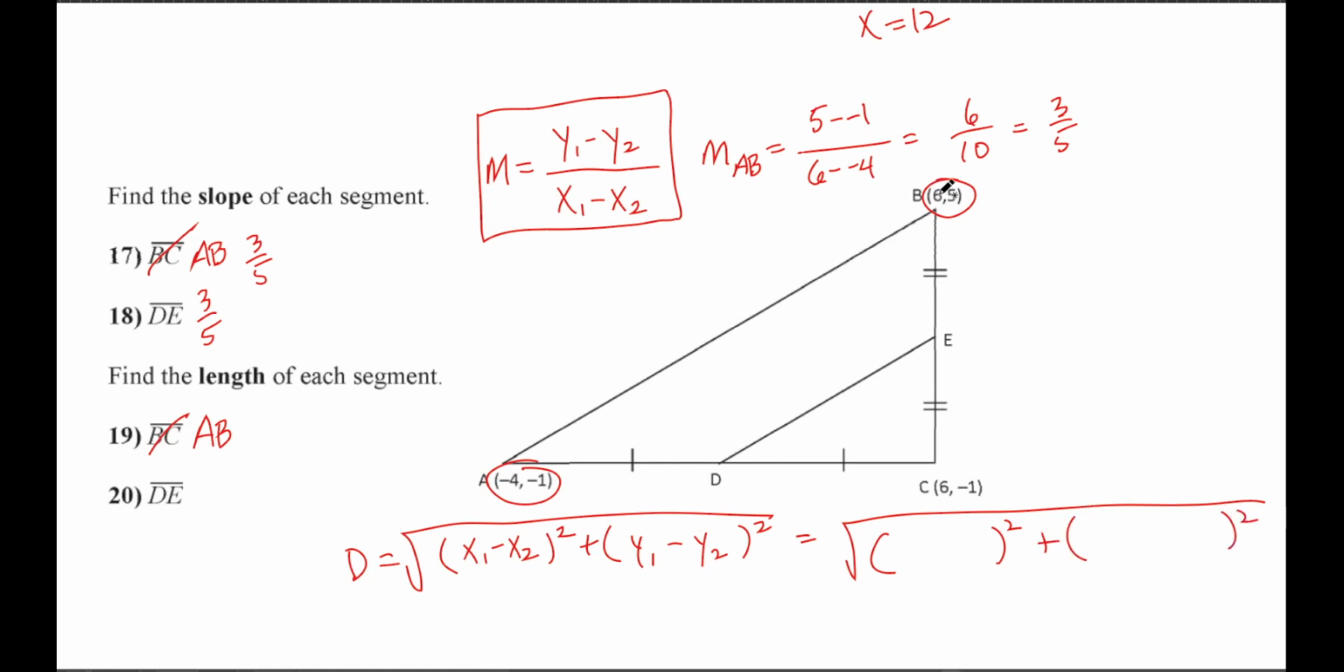Subtract the x's. So 6 minus negative 4. Let's do it in our head. We already did it up here, right? What's 6 minus negative 4? It's 10. Let's do the y's. 5 minus negative 1. I already did it up here. What's 5 minus negative 1? 6. What's this? 100 plus what? 36. And so it's the square root of 136. I would be perfectly fine if you left it like that. That can simplify, but that's an algebra situation. Just leave it like that and you're done.